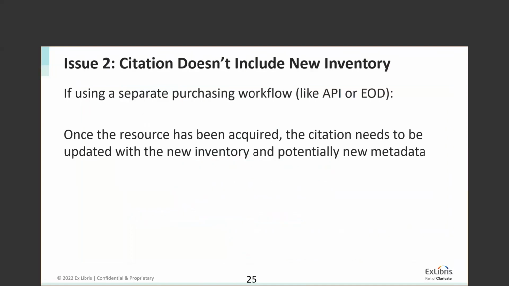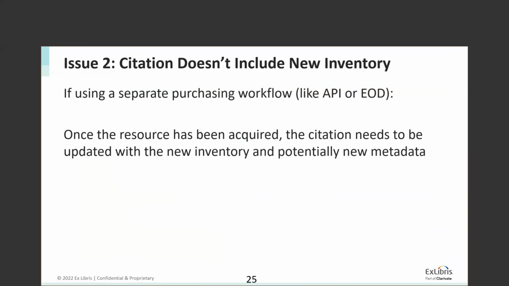The other issue that will come up, and this is actually tied to the first in many ways, if not all ways, is that when you stop the purchase request workflow and order it through an API or embedded order data, the PO line itself is not linked to the citation.